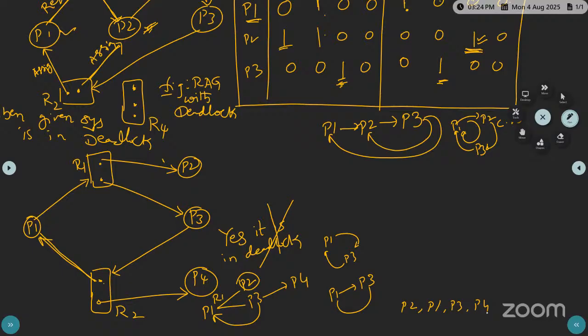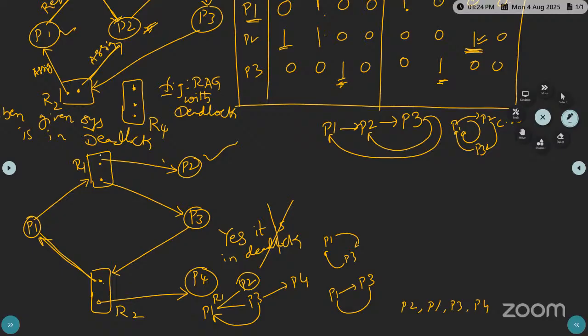Nobody is ready to release. In that case, it is here. It is not like that. P2 is independent, so in any way P2 will be released. Once P2 releases, R1 is taken by P1 and P1 executes. Once P1 is finished, R2 is available and P3 will be completed. In between, if P4 finishes, P3 takes it.